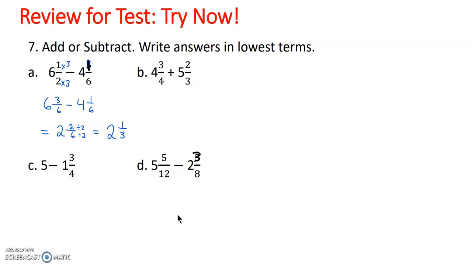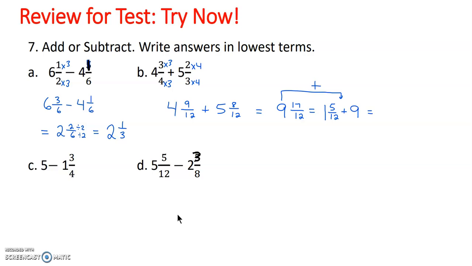For 7b, 4 and 3 have a common denominator of 12. I'm going to be multiplying them by each other and do the same for my numerators. That will give me 4 9/12 plus 5 8/12 is equal to 9 17/12. That's an improper fraction. I need to change that. 12 goes into 17 once with 5 left over, and I need to add my 9 on. So my final answer here will be 10 5/12.